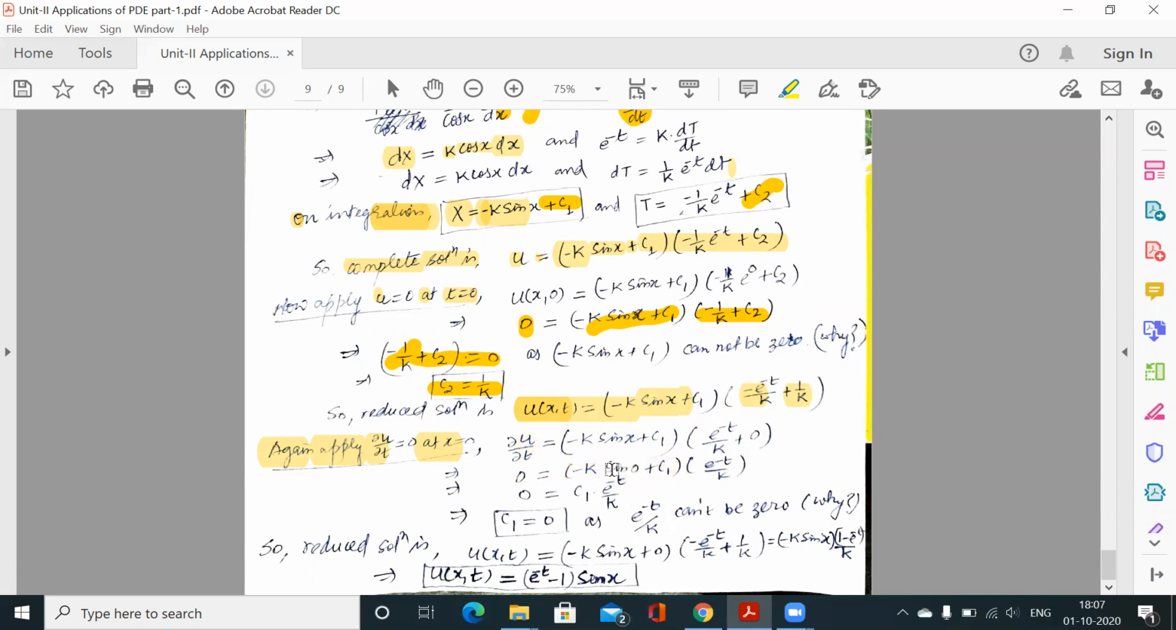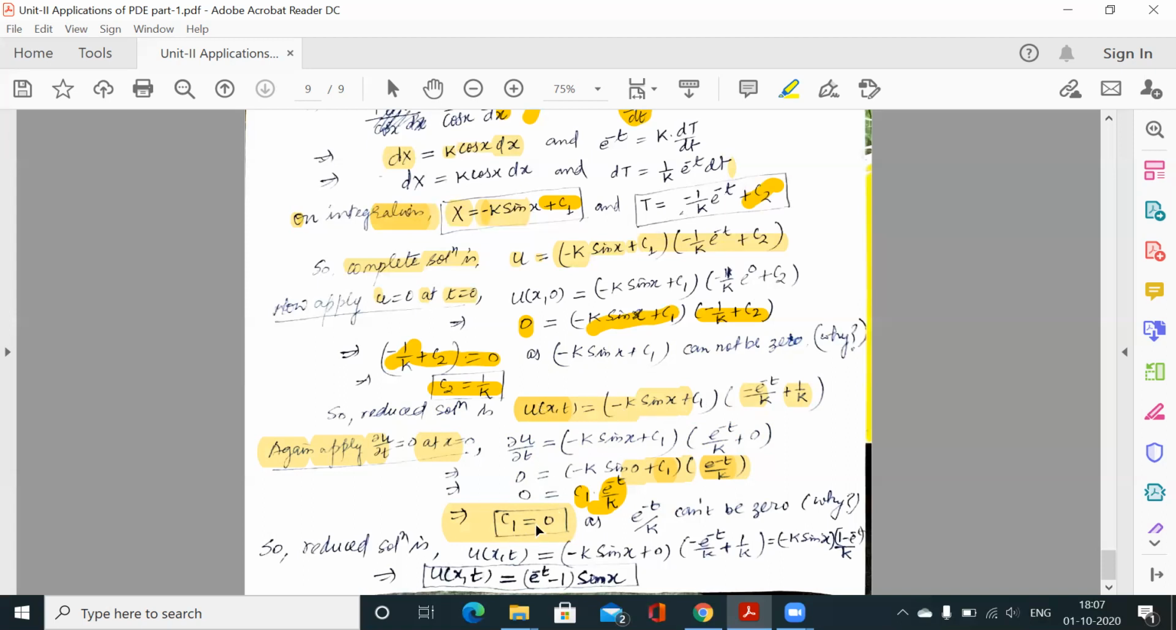So sin 0 is 0, so 0 into minus k, this term is 0. So only c1 is left. So c1 into this, and again this factor is not 0, meaning this term is not 0. I have explained the reason. So what is the possibility left? This c1 is 0. So c1 is 0. And now in the reduced solution we will make c1 as 0. So now substituting c1 as 0.